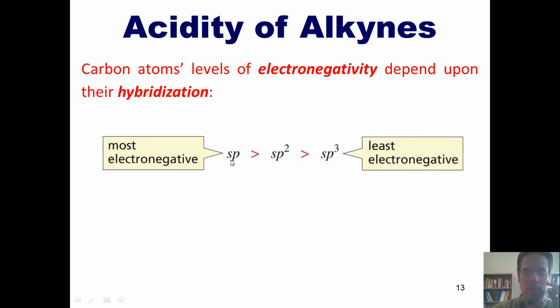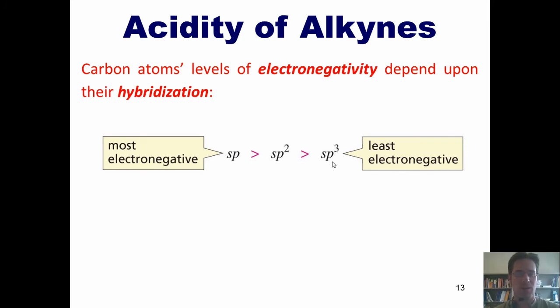sp hybridized carbons are more electronegative than sp2 hybridized carbons, which are more electronegative than sp3 hybridized carbons. Now you might be wondering, why in the world is that the case? Well, an sp orbital is 50% s and 50% p. An sp2 orbital is 1/3 s and 2/3 p, while an sp3 orbital is 25% s and 75% p. Why in the world do we care?